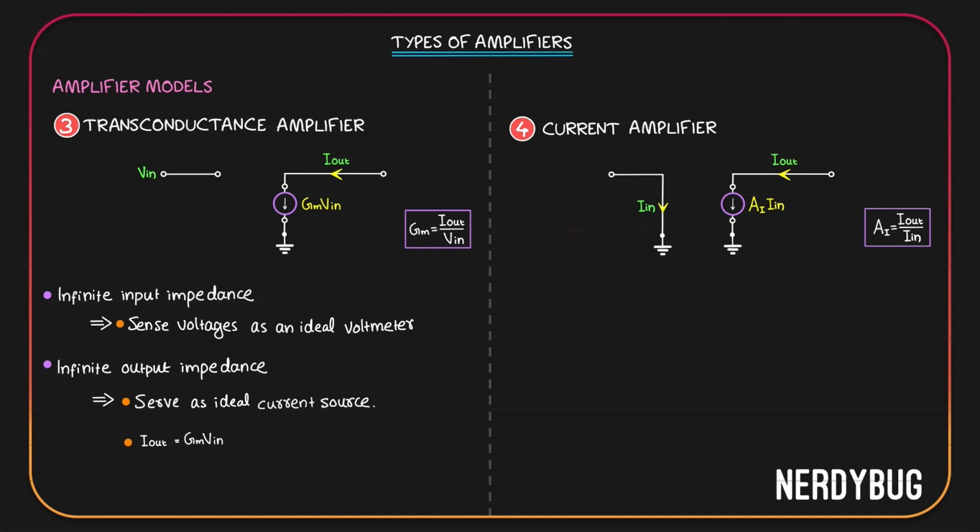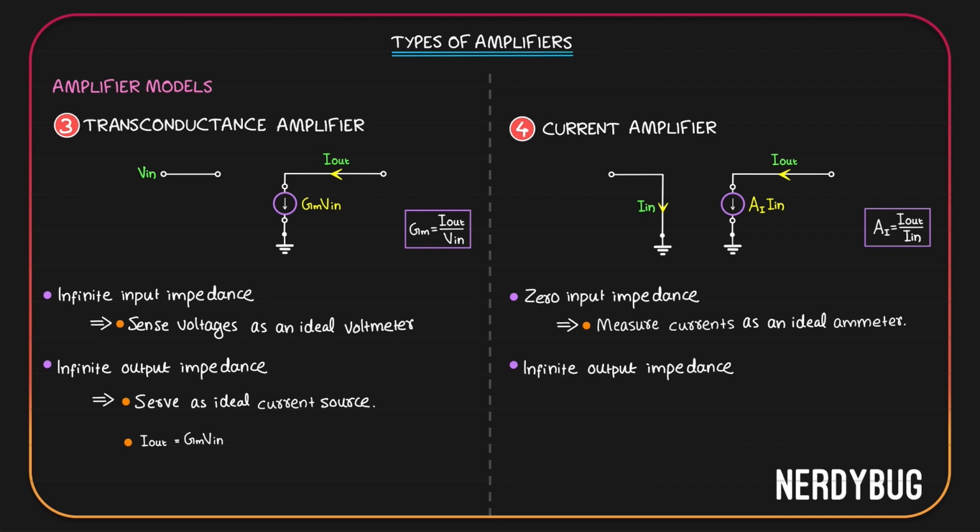We already did the analysis and it does have zero input impedance. Its output stage is similar to that of the transconductance amplifier. We did the analysis and it does have infinite output impedance. So we can conclude current amplifier has zero input impedance and it can measure currents just like an ideal ammeter. It has infinite output impedance and it serves as an ideal current source. Output current will be AI multiplied by the input current.